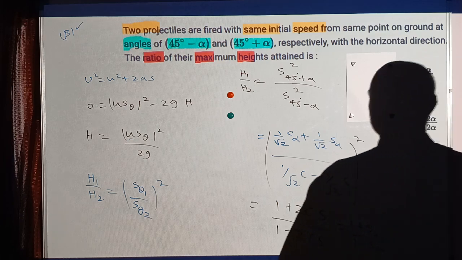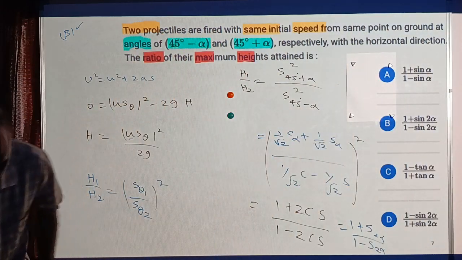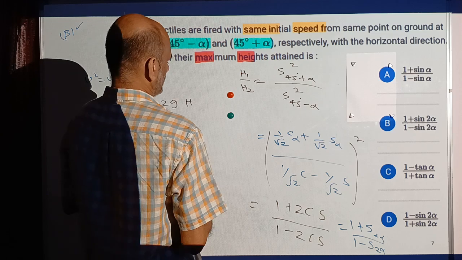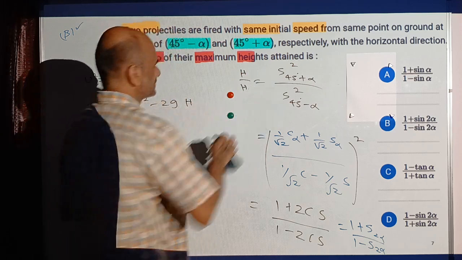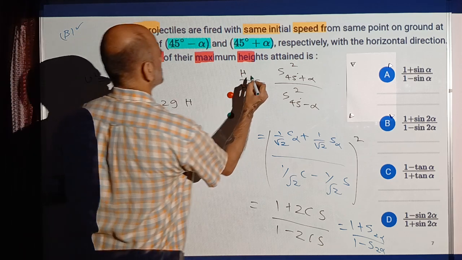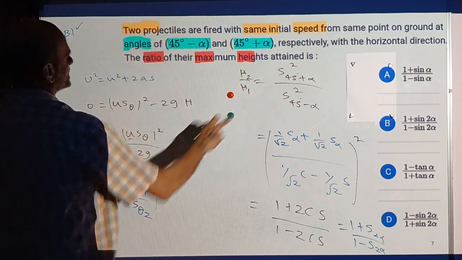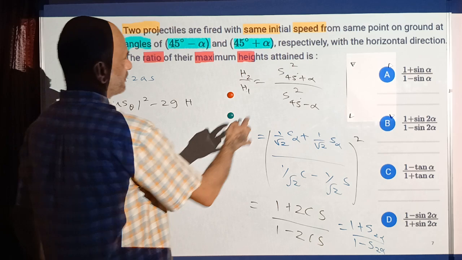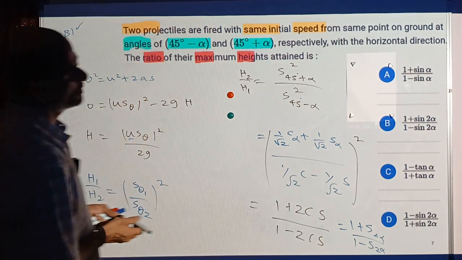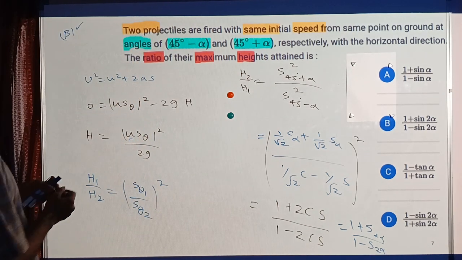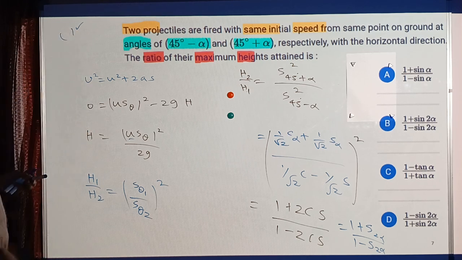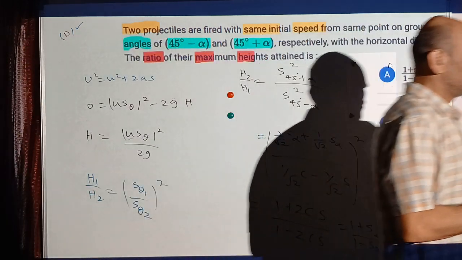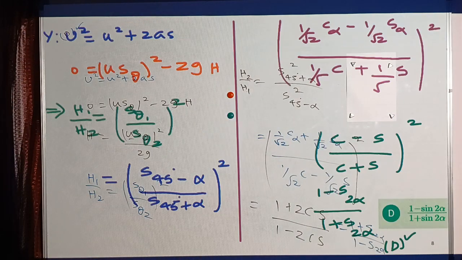I made a mistake here. The first one is minus. So then this is H2 by H1. What you are finding is H1 by H2. So it's 1 minus sine 2 alpha by 1 plus sine 2 alpha. So option D. D is the correct answer.